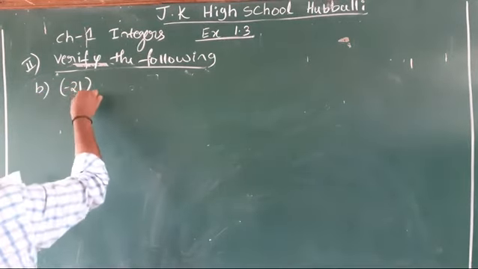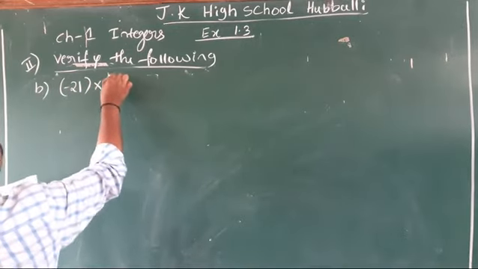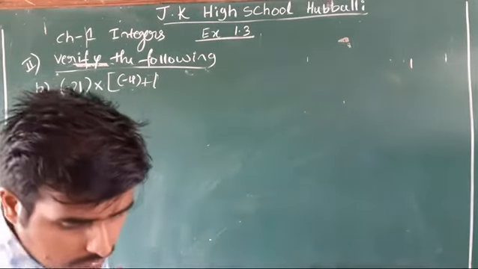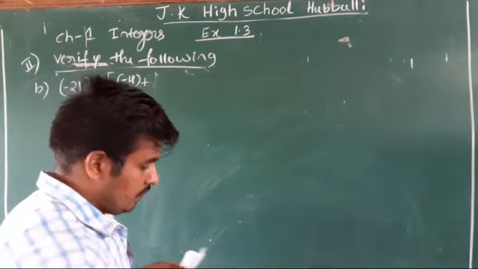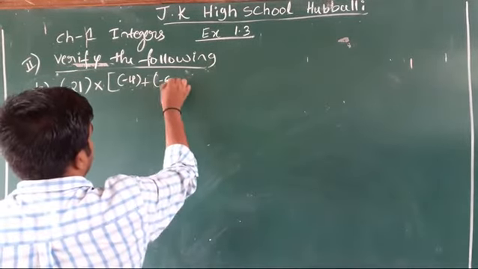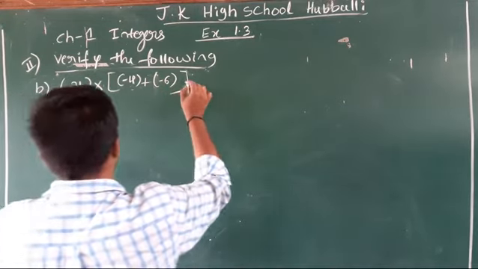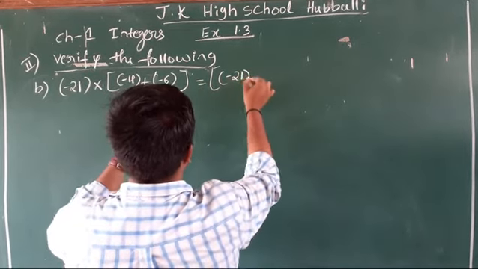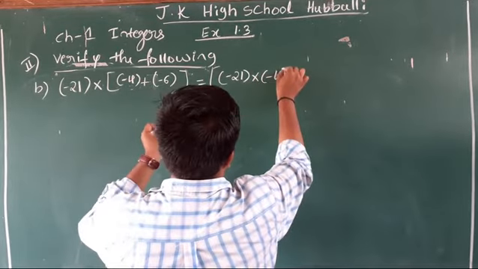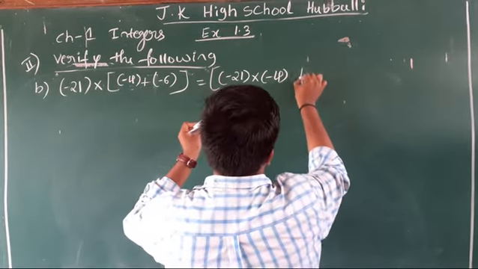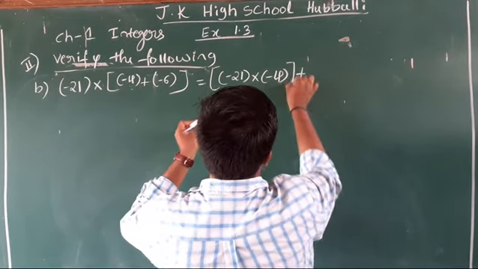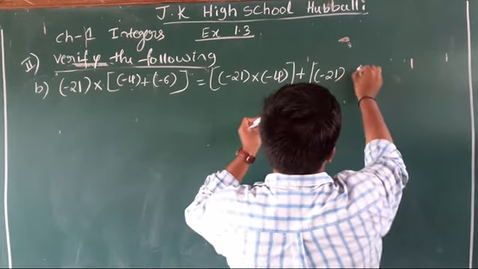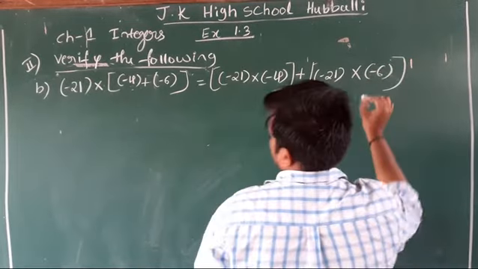Minus 21 into minus 4 plus minus 6 is equal to minus 21 into minus 4 plus minus 21 into minus 6. Don't worry.